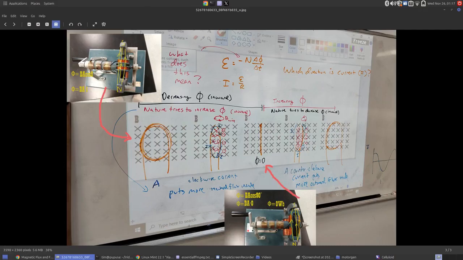So we saw that we had maximum flux when we were in this situation, which, if we're looking head-on, would look like that. And we have minimum flux in this situation. And there's what the model looks like. 0 Webers because the coil angle means that cosine ends up being 0. So that means that for this half cycle, the flux, which in this case is into the board, is decreasing. So we know through Lenz's law that nature will try to increase flux, and the best way to do that is to put a current in the wire that creates inward flux inside the coil and outward field outside it.